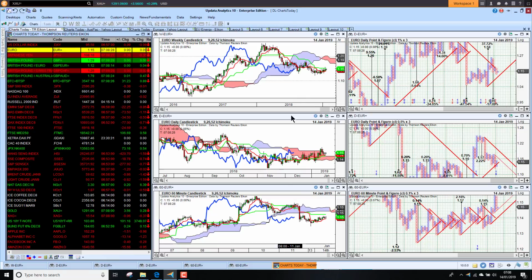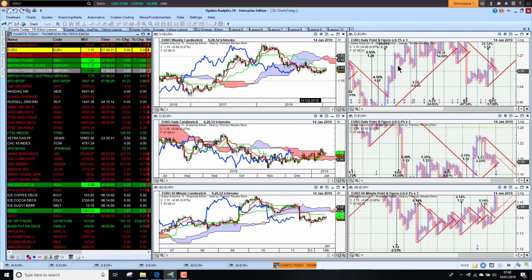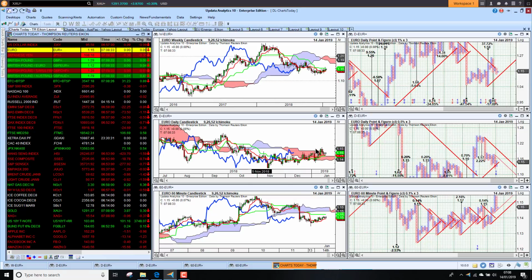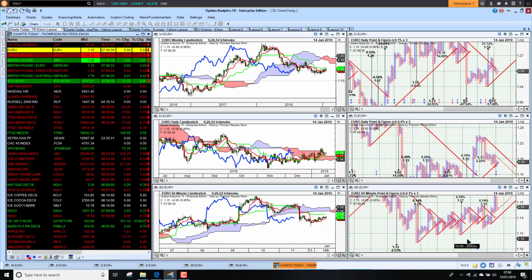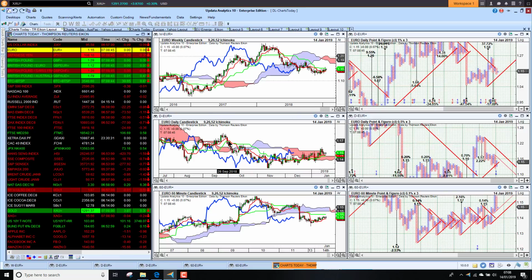This is the 60-minute chart. Remembering this is my weekly and 1%, my long-term view, my medium-term view daily and 0.5%, and my short-term view, the 60-minute chart, with the 0.1% point and figure chart on 60-minute data. This data all coming from Thomson Reuters Eikon. If you're a private user, MetaStock Xenith.